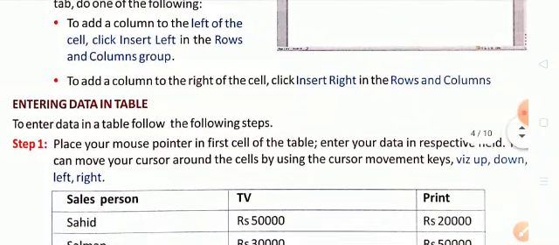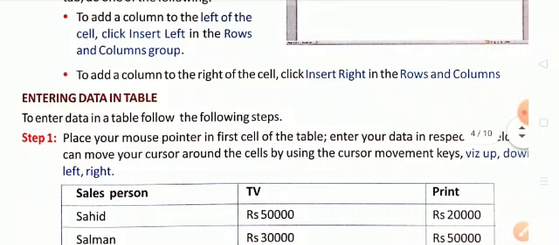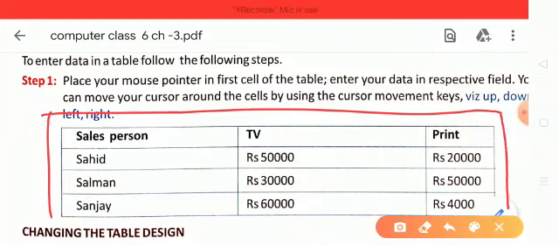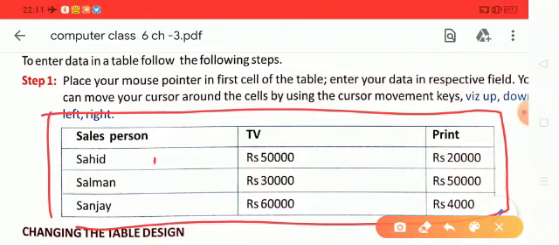Now the next topic is how to enter data in a table. To enter data in a table, follow these steps. Look at this table. In step number 1, place your mouse pointer in the first cell. Suppose that this is the first cell. Now you enter data in the respective field.